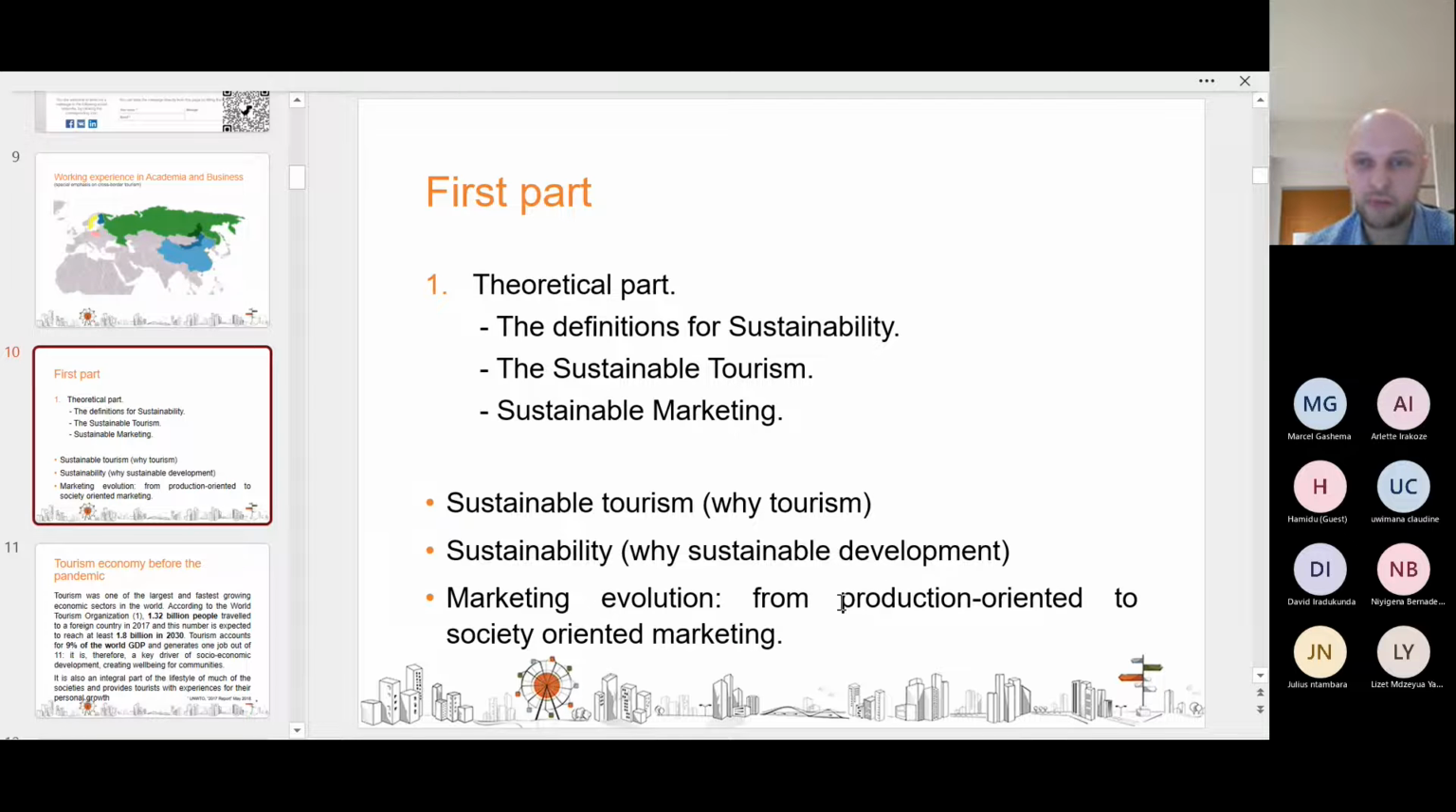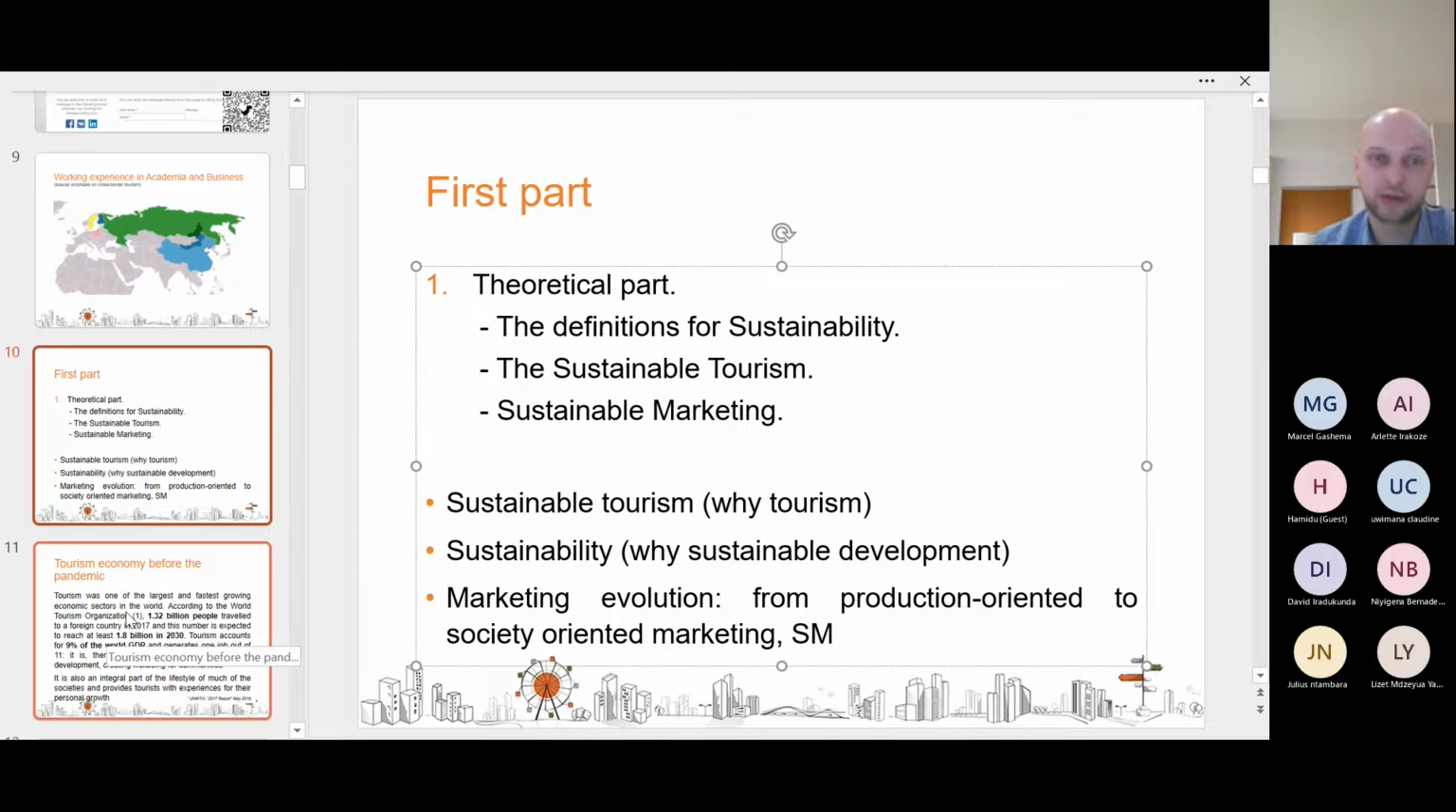Marketing evolution, from product orientation, from production-oriented to society-oriented marketing. So we'll trace the marketing development from, I think, the 50s till nowadays. So sustainable marketing is here. Okay, so let's start.